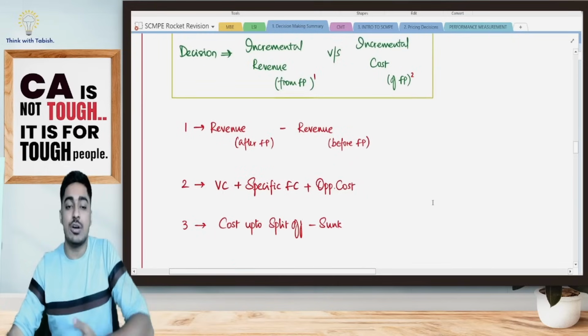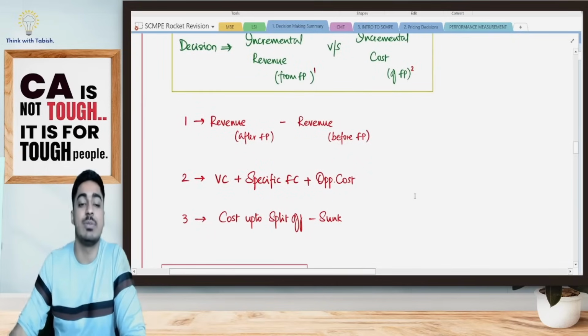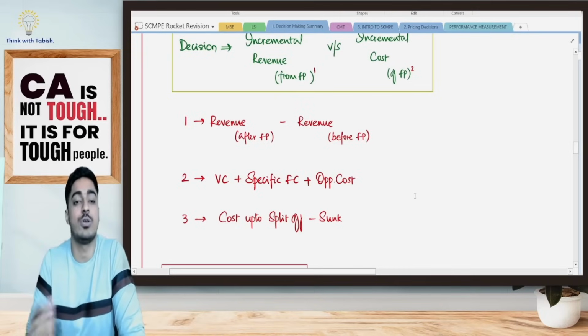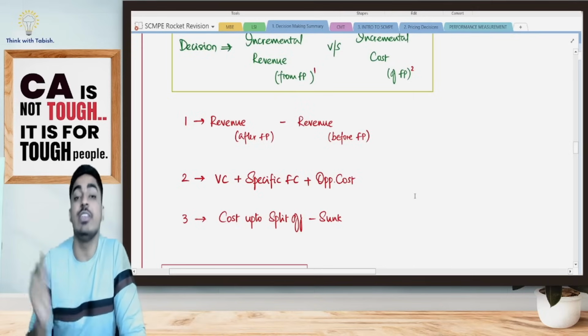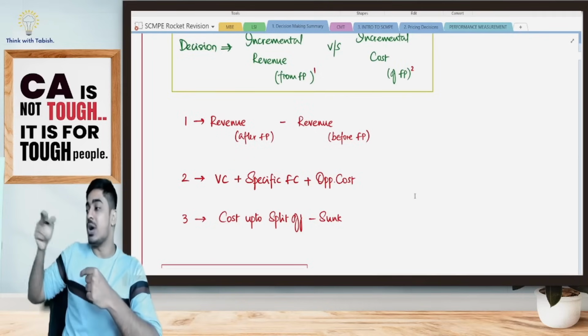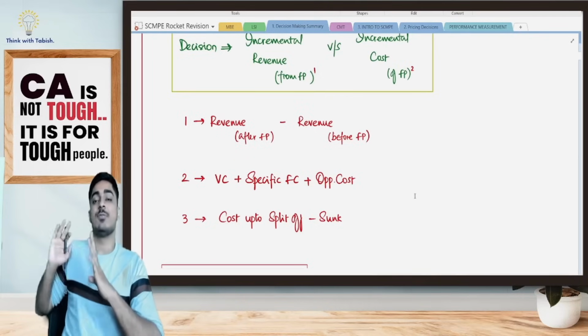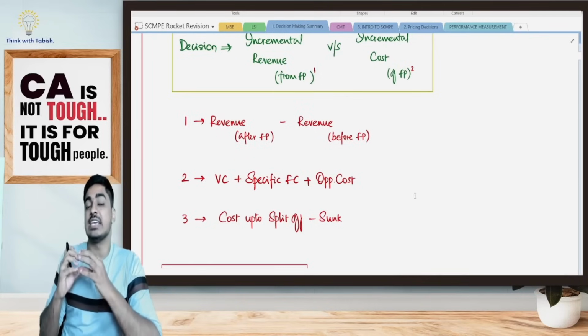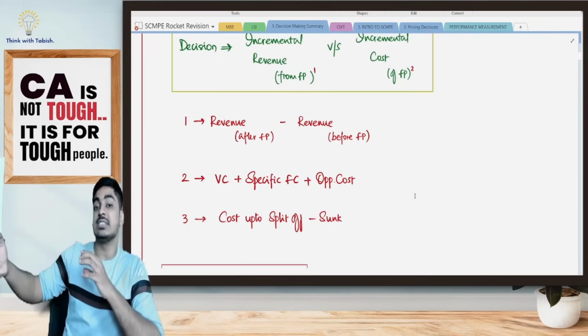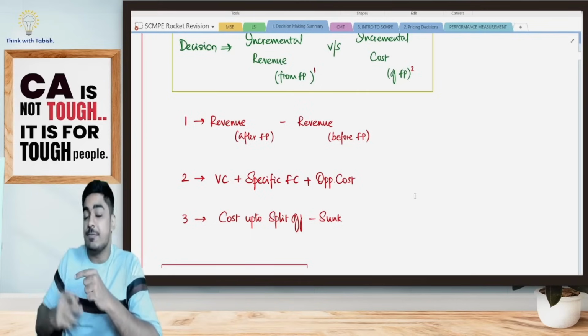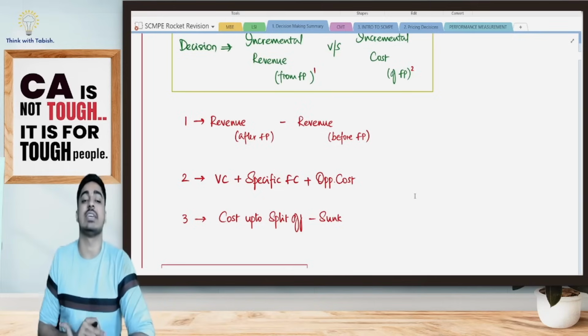Now, incremental cost, my marginal cost, is nothing but my variable cost, specific fixed cost, opportunity cost. Incremental revenue from further processing is my revenue after further processing minus my revenue before further processing. Suppose Raymond's, if it is selling as fabric, it is getting 1,000. If it sells as shirt, it is getting 2,500. That means if I further process, I am getting 1,500 extra.